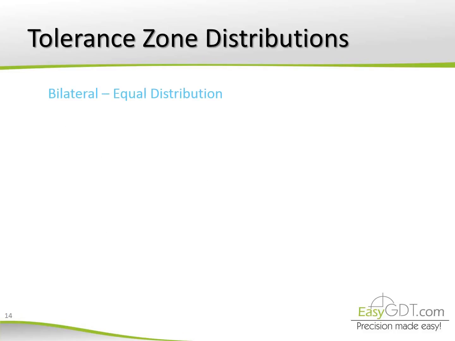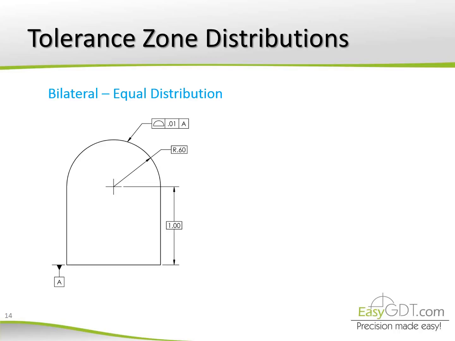Bilateral zone, equal distribution. The tolerance zone is a uniform boundary centered with the ideal profile, i.e., we have half of the tolerance in each direction. This is the most used distribution, and that's why it's the default one.